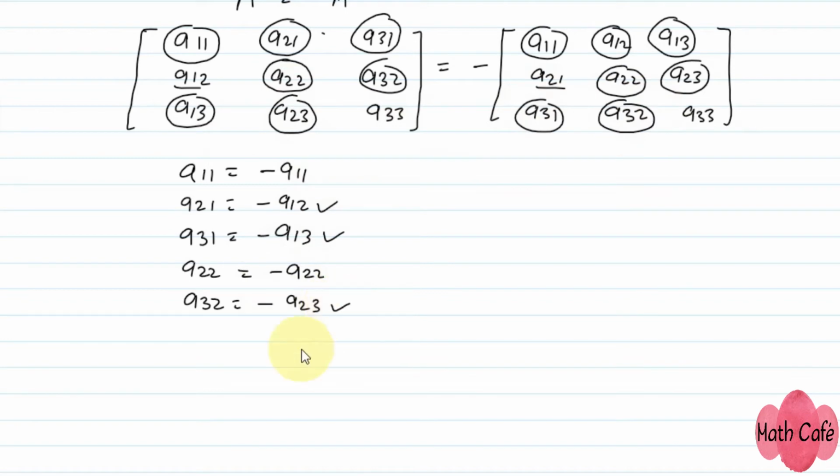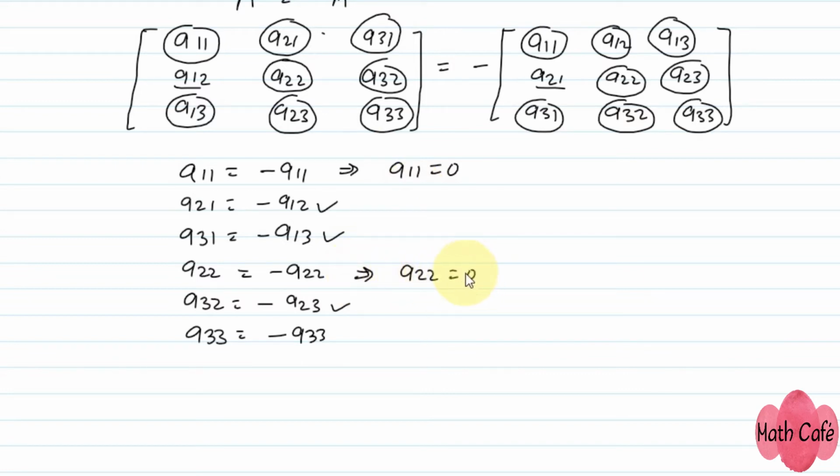We have already taken this case, and A33 will be equal to minus of A33. If you notice here, in this equation we will get A11 equal to 0. In this case we will get A22 equal to 0, and in this case we will get A33 equal to 0.